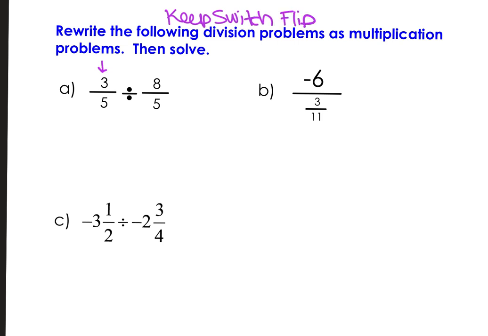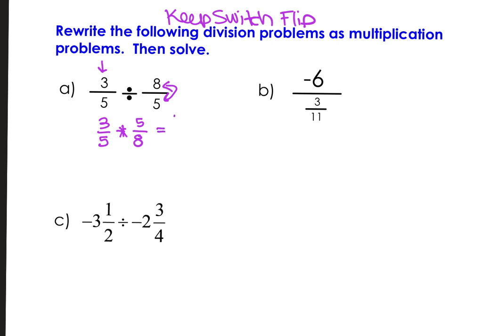So keep, switch, flip means keep the first number. We're going to leave that just as is. We're going to switch it from division into multiplication. And then we're going to flip the second fraction to its reciprocal. So we have 5/8. So notice that we can take any division problem and turn it into multiplication by using keep, switch, flip. And now all we have to do is multiply these two fractions together.